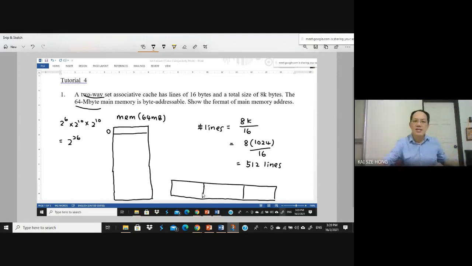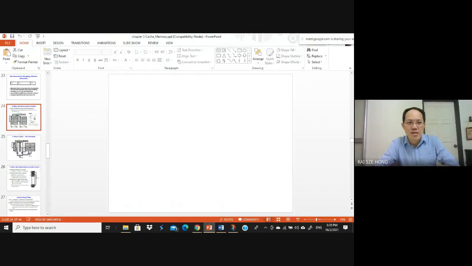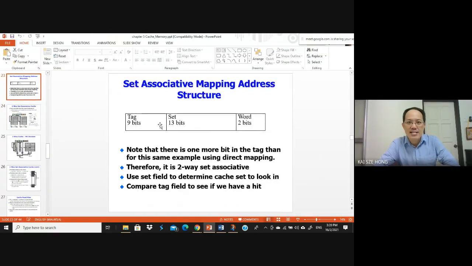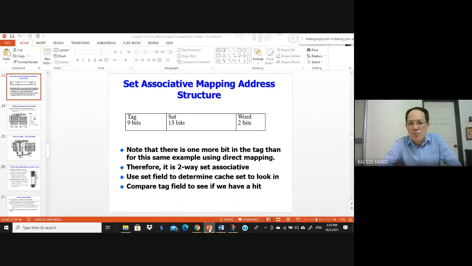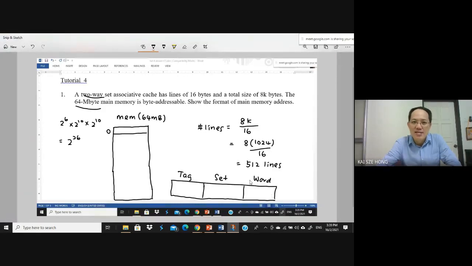Let me go to the lectures a little bit. The format over here for two-way set associative is tag, set, and word. Tag over here, set, and also word. How many bits are there for each? Everything here. Let's think about this first, or you can refer to the lectures.